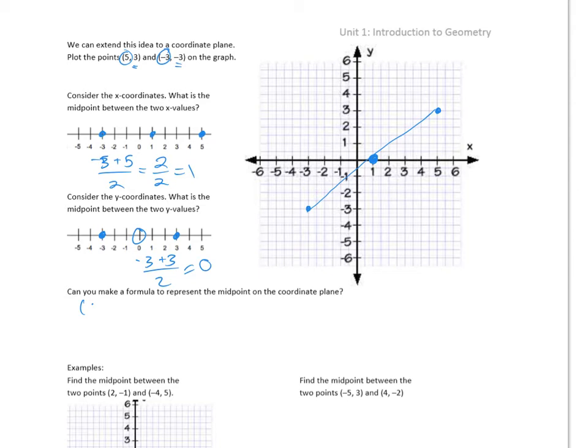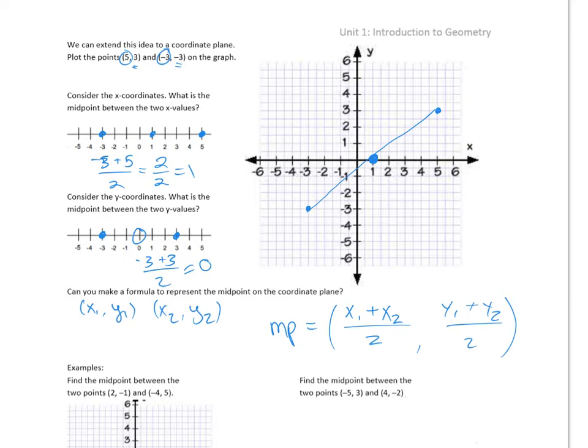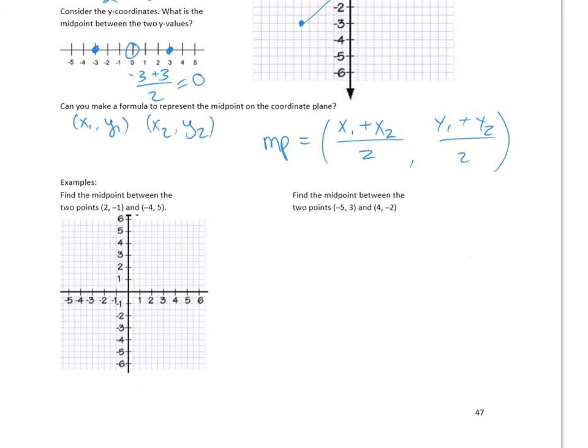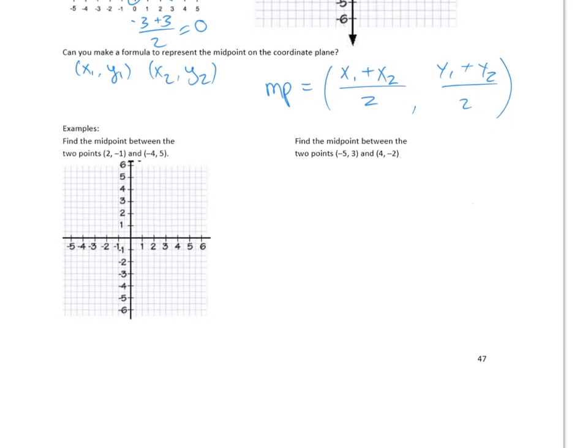If we say that we have coordinates x1, y1, and x2, y2, my formula is pretty simple. My midpoint is simply the average of the x's, so x1 plus x2 over 2, comma, and the average of the y's, y1 plus y2 over 2. And that's it. So we can do this pretty easily with any points.